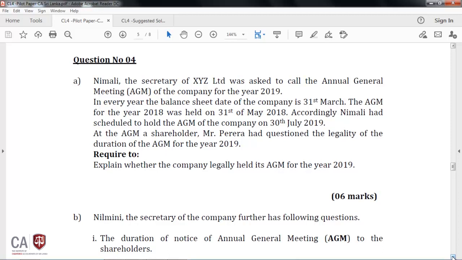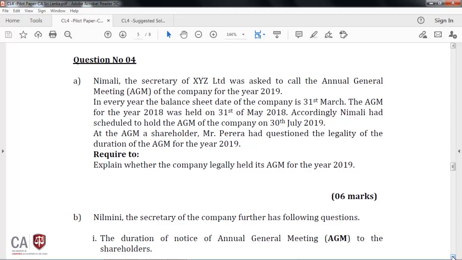At the AGM, a shareholder, Mr. Pereira, had questioned the legality of the duration of the AGM for the year 2019, whether the AGM was held on time or within the prescribed time as per the Companies Act.